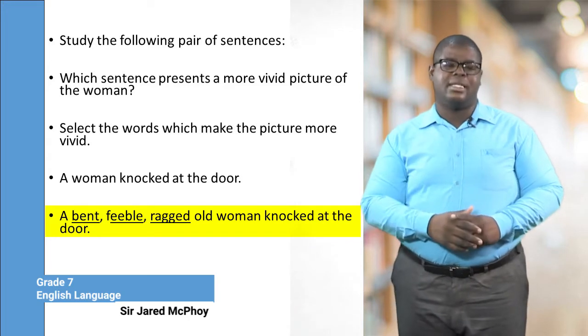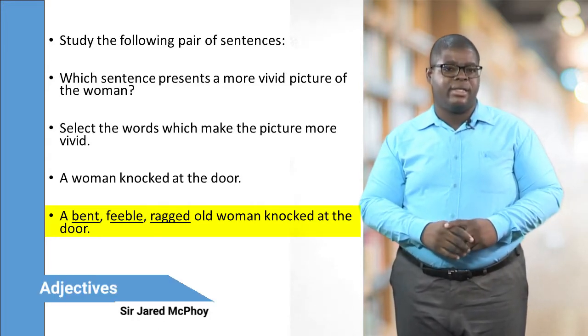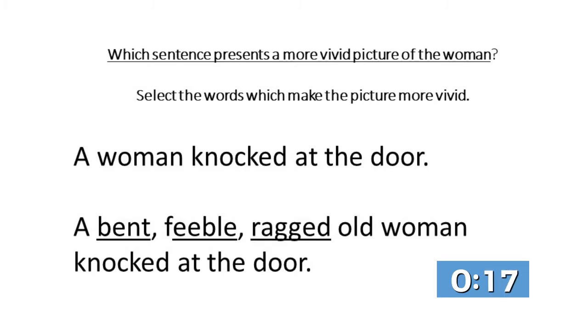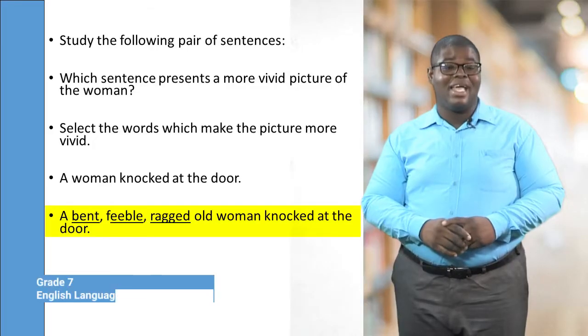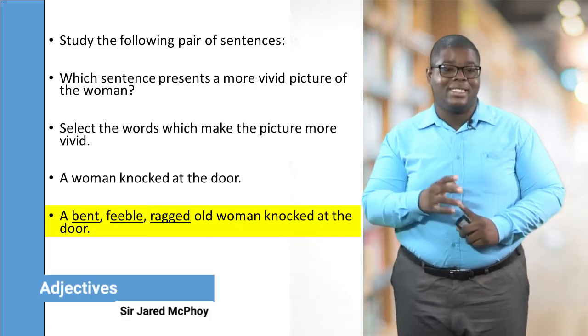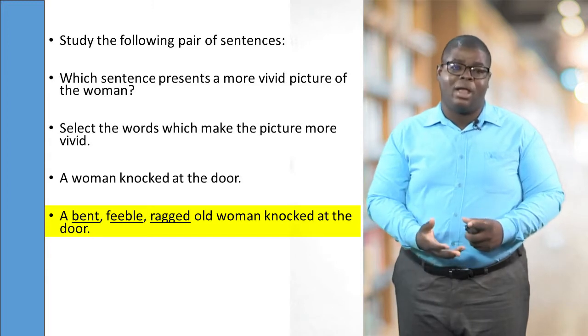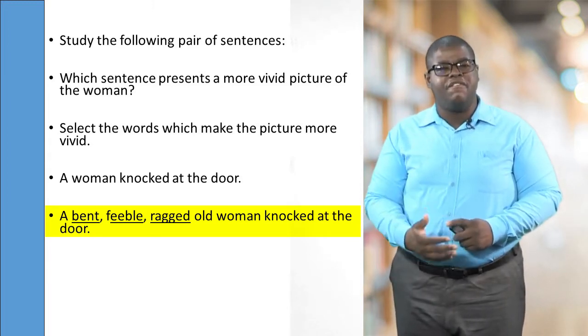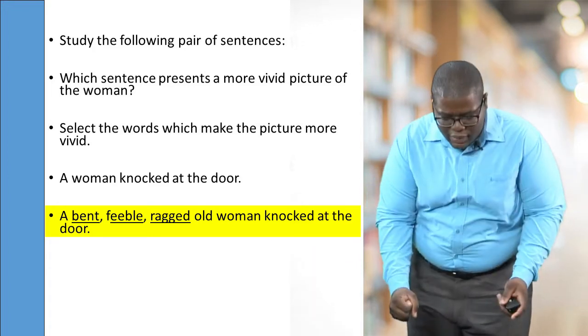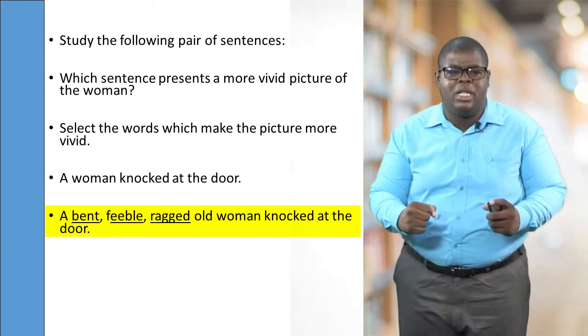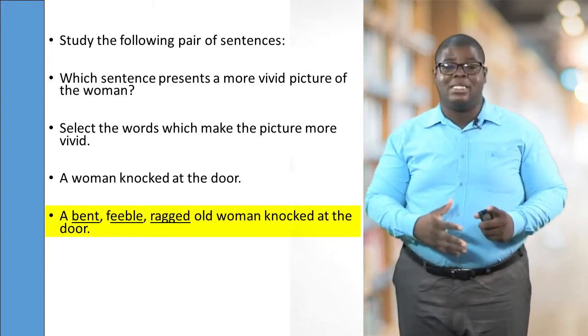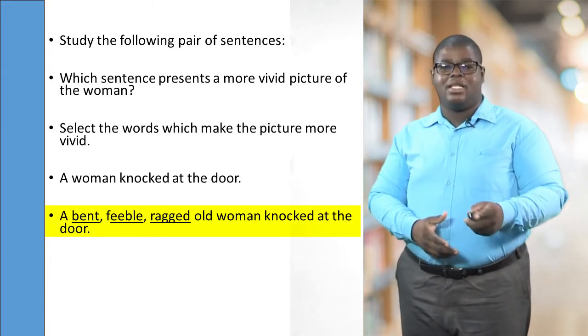Now, looking at those two sentences, which one is better written? We can agree again that sentence 2 is better written. Because sentence 1 just tells us that a woman knocked at the door. But sentence 2 gives us a vivid description of this woman. So she's bent, so we get this image that she's an old woman, feeble and ragged. So her clothes are probably tattered and torn. All right? Good. Let's continue.